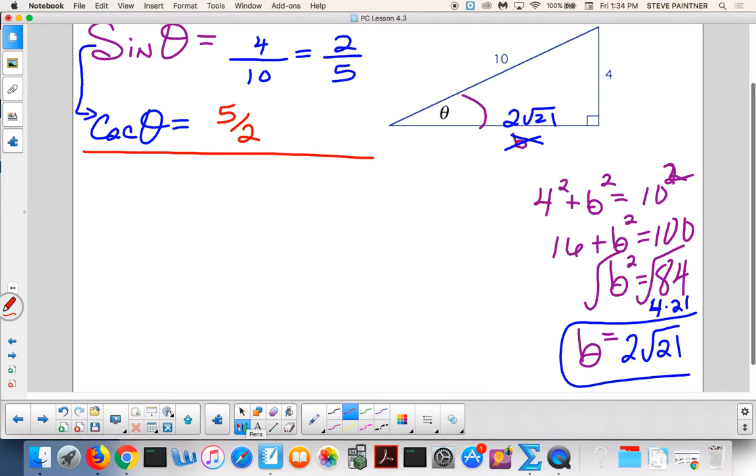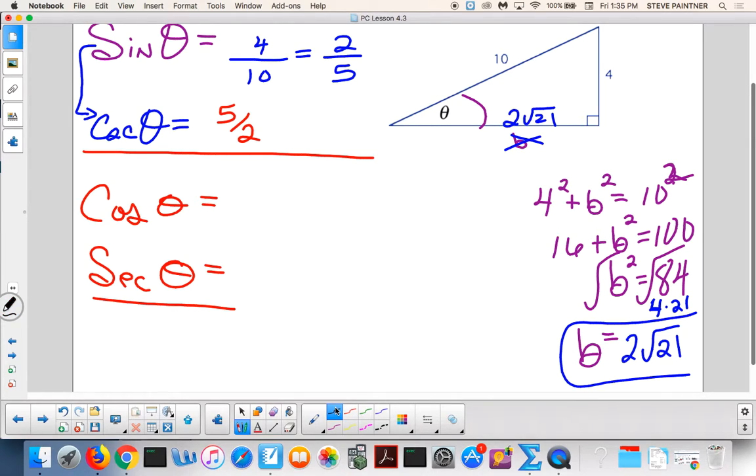Okay, here we go. Cosine goes with secant. Anybody out there want to tell me cosine? Chris? Cosine's what? Yep. 2 square root of 21 over 10. Can you reduce it? 2 and 10? There you go.